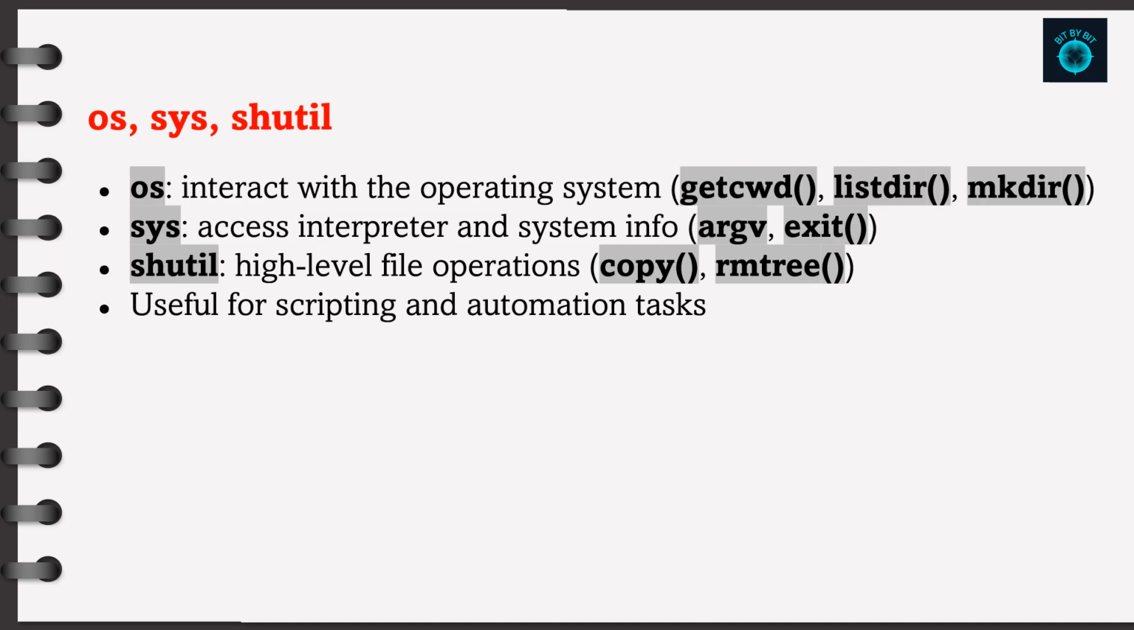OS, sys, shutil. Python provides built-in libraries to interact with the operating system and perform file operations. The OS module helps you work with directories, paths, and environment variables. The sys module gives access to system-specific parameters, like command line arguments or exiting the script. And shutil allows high-level file operations like copying, moving, or deleting entire directories. These are very useful in scripting, automation, and deployment. Let's go through a few examples.